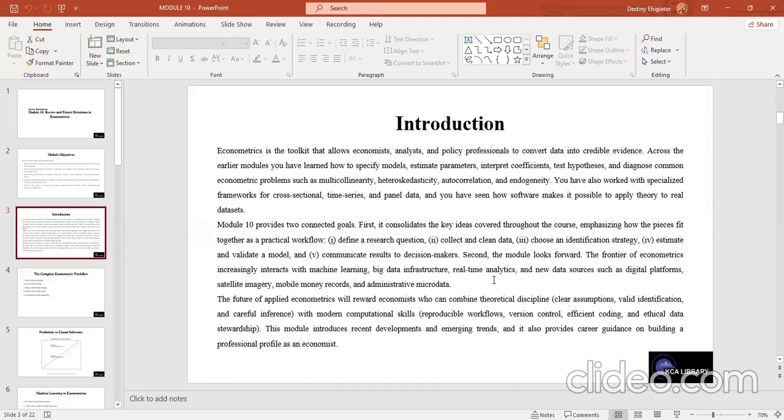Second, the module looks forward. The frontiers of econometrics increasingly interact with machine learning, big data infrastructure, real-time analytics, and new data sources such as digital platforms, satellite imagery, mobile money records, and administrative microdata. The future of applied econometrics will reward economists who can combine discipline, clear assumptions, valid identification, and careful inference with modern computational skills. This module introduces recent developments and emerging trends, and also provides career guidance on building a professional profile as an economist.